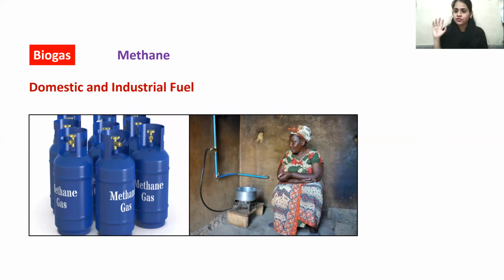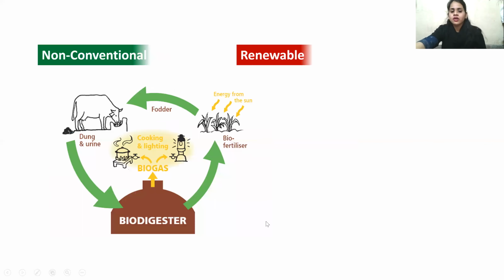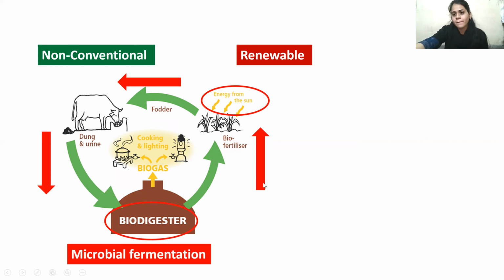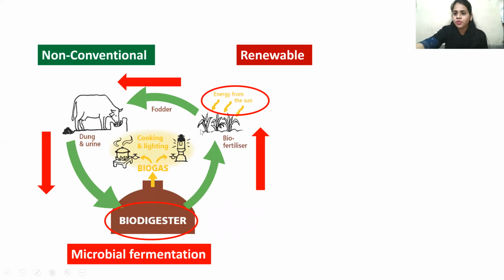So it can be used for domestic as well as industrial fuel. Obviously, the CNG which is used at your home in the form of a cylinder or a gas pipe has methane, right? It has biogas in it. Biogas production with the help of a biodigester is a non-conventional and renewable source of energy, because the biodigester undergoes microbial fermentation of various products, and it produces biogas which can be used for various purposes.